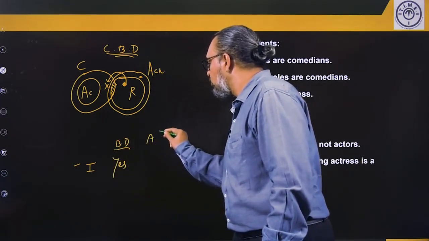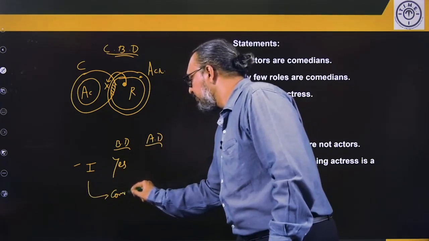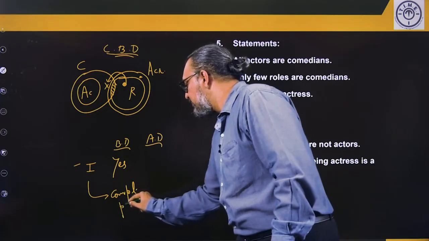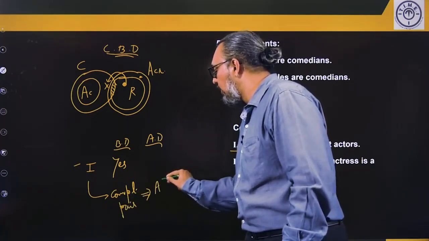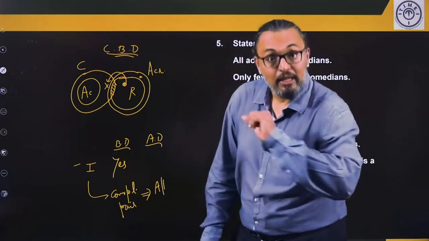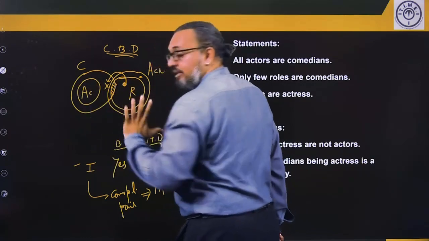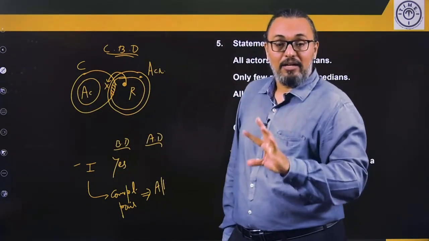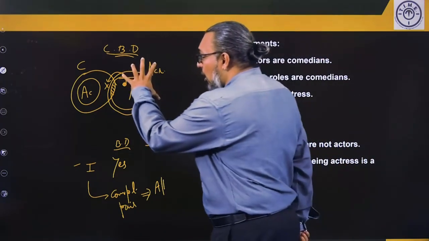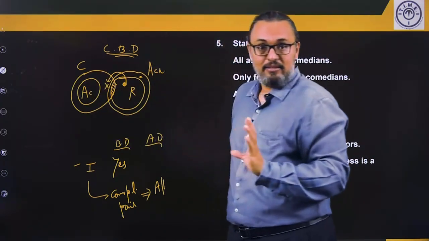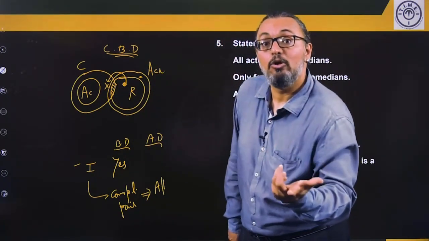That means I am allowed to go to the alternate diagram and take the complementary pair. Correct? And what's the complementary pair for some actresses are not actors? All. Now, again imagine what happens if I take all the actresses inside actors. Okay, first I'll explain it orally. Okay, try and understand it. If I take all actresses inside actors, which other circle will go inside?